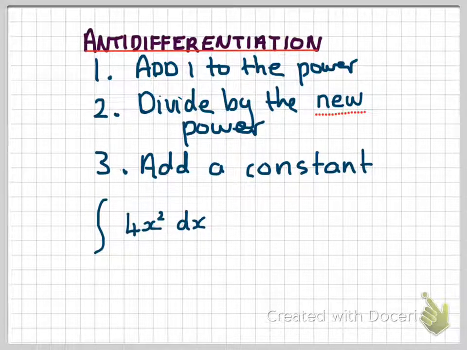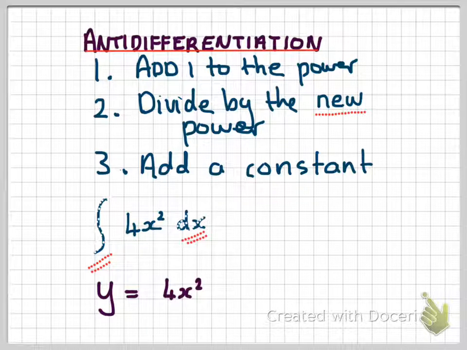We're going to integrate 4x squared with respect to x. The integral sign and the dx mean with respect to x. You can just basically ignore those things. We're going to write y equals 4x squared. Now I'm going to add 1 to that power to make it 3, divide by the new power, add a constant. Wow, you've just antidifferentiated.